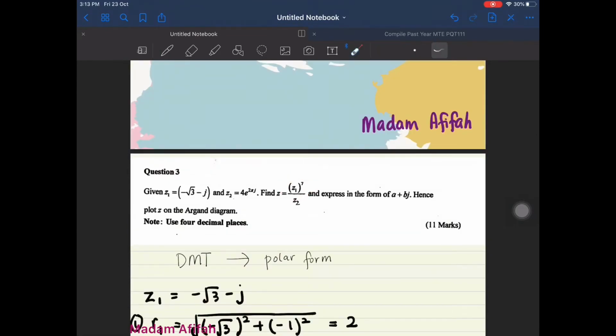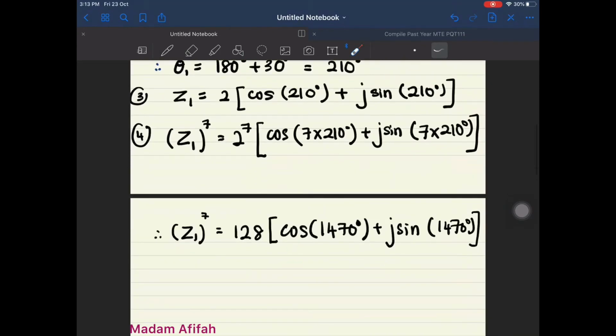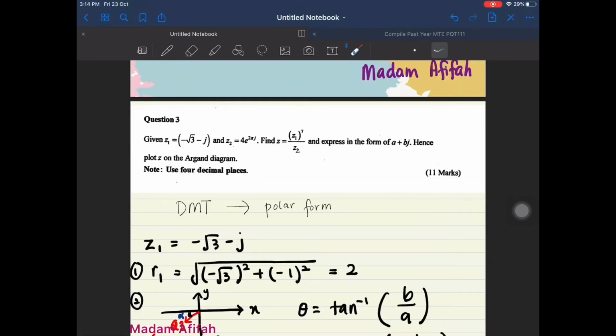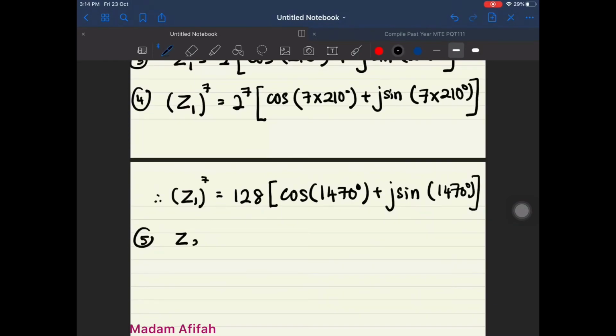As you can see here, your z2 is in exponential form. So you cannot simply divide z1 to the power of 7 by z2 because it is not in the same form. What you need to do is express this one also in polar form. Your z2 is equal to 4 exponent 2 pi j. From this exponential form, we already know what r is. Your r2 is equal to 4, and your theta 2 is equal to 2 pi.